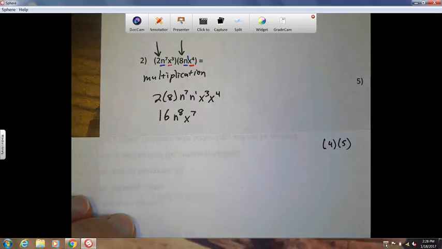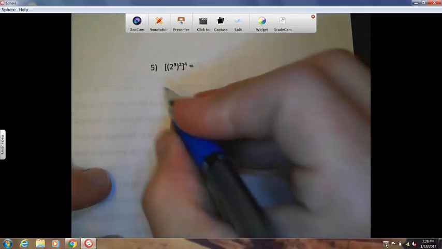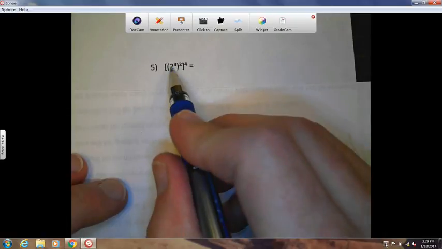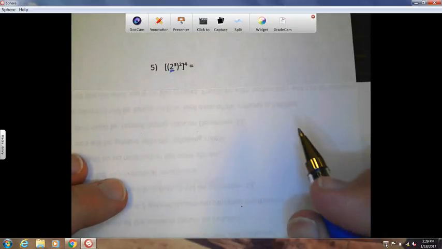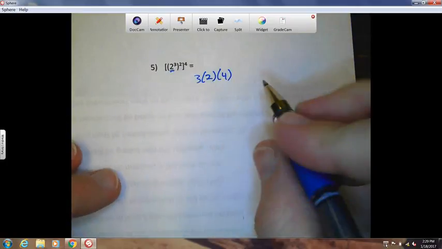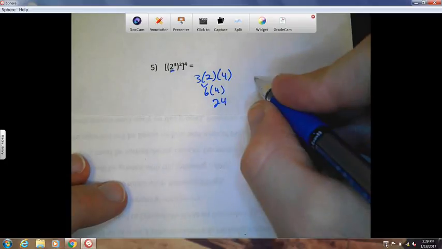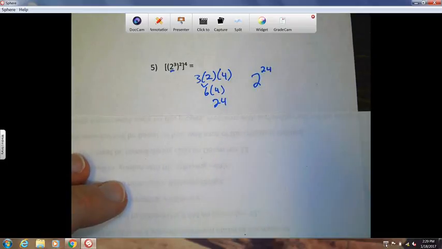Let's look at number 5. So I'm looking at this. I see something with a base of 2. Do I see anything else with a base of 2? No, there's nothing else. So this is power of a power, so I need to multiply all of those exponents. So it's 3 times 2 times 4. So that's 6 times 4, so that's 24. So my answer is 2 to the 24th power. Or you can go ahead and multiply that out in your calculator.